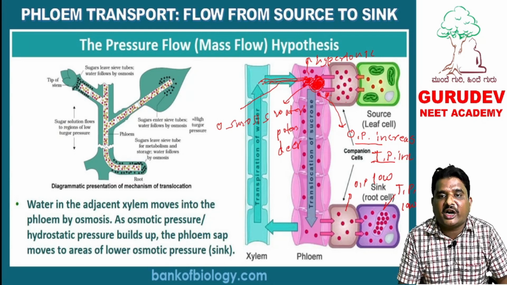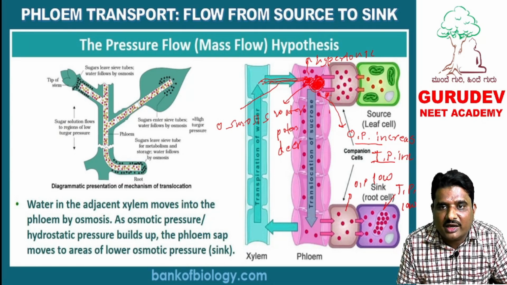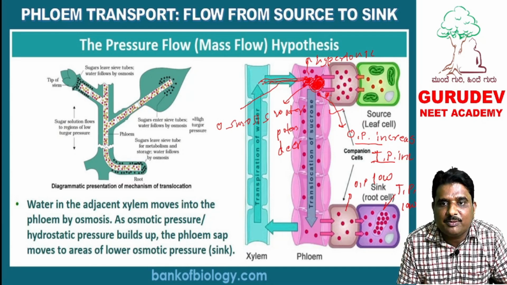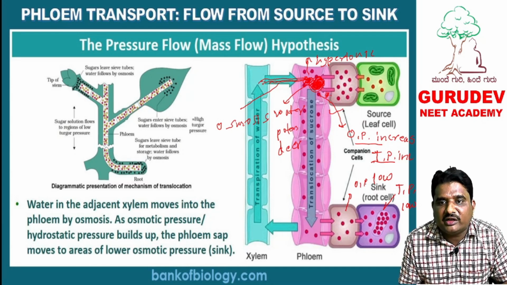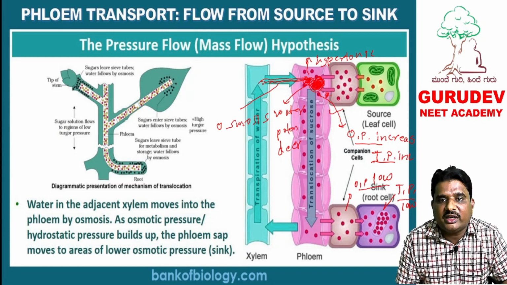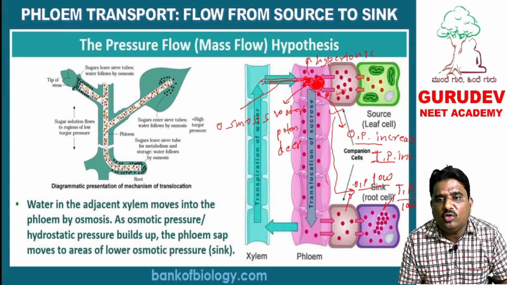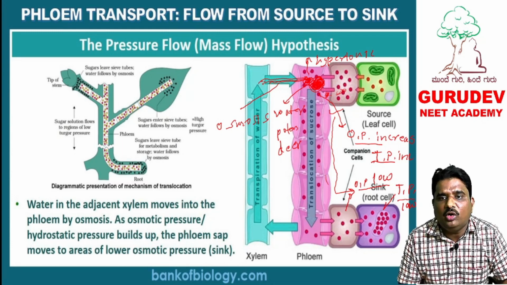So now a pressure gradient develops. Here OP is high at the source end, OP high as well as TP high at the source end, and at the sink end, that means the root end, OP is low and TP is low. So that is why food flows from this source to this sink in the form of a mass, in the form of a group, on the pressure gradient difference. So high OP to low OP, high TP to low TP. The food is moving in this direction.